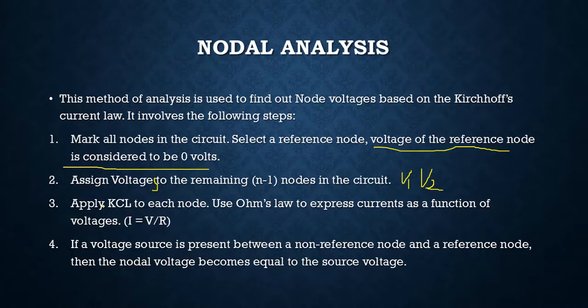Then in the third step, what you need to do is apply KCL to each node and use Ohm's law to express the currents as a function of voltages. That is, first of all, you need to apply KCL, and then you need to convert the currents into voltages, and then you need to solve the resulting system of linear equations, right?